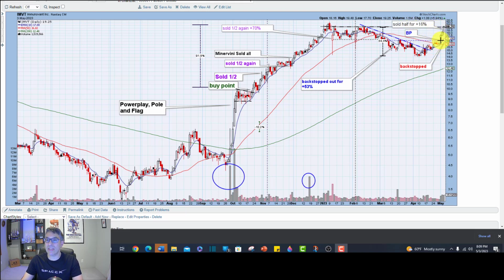But there's no guarantee. It might bounce off of this and it might slide sideways for weeks or months, or it might roll over and come all the way back down. That's why I usually take off half when we get to this resistance, unless we're in a really strong market and stocks are all blasting out of these patterns.